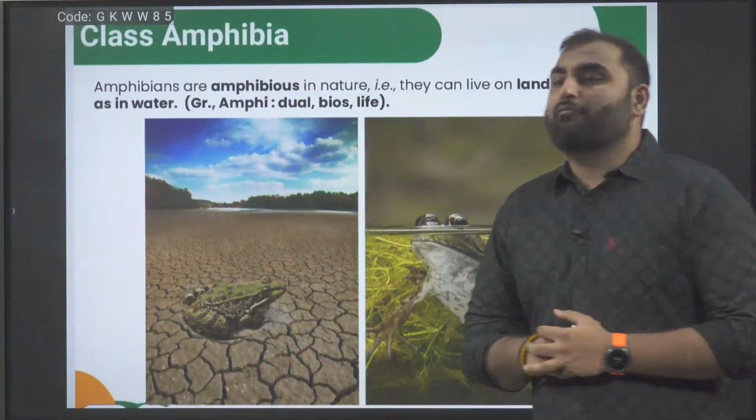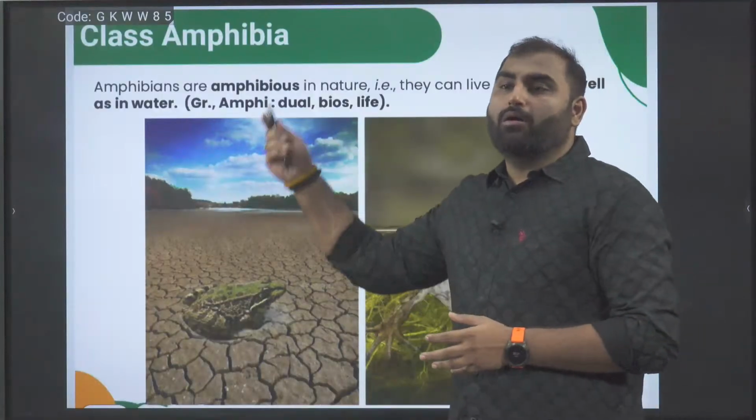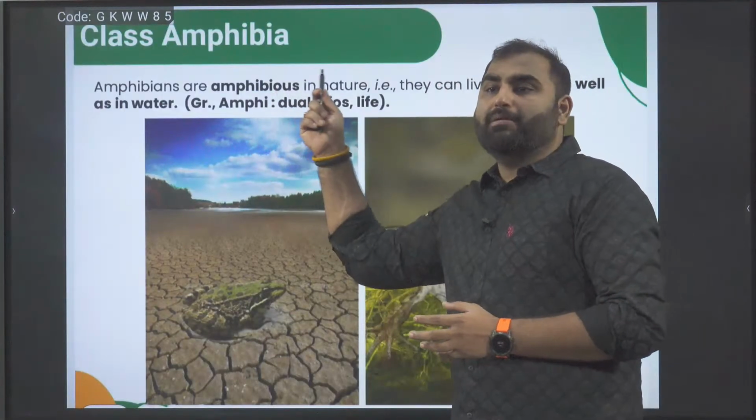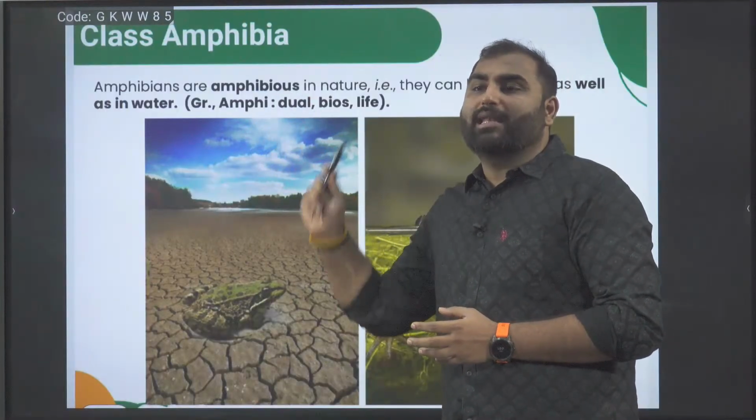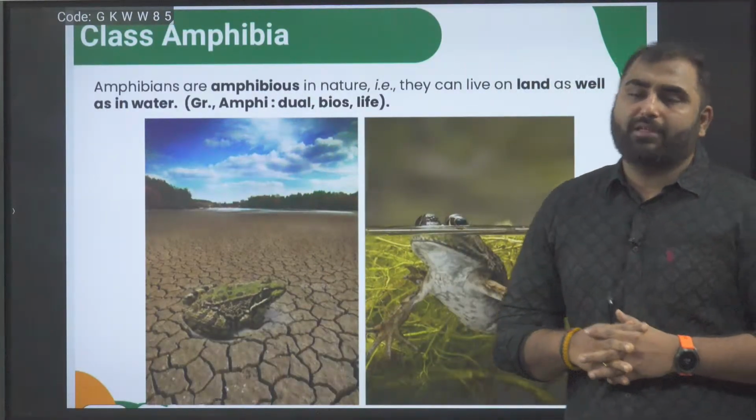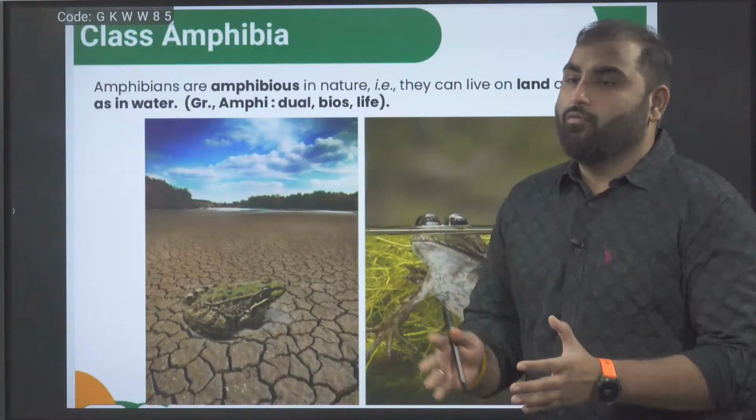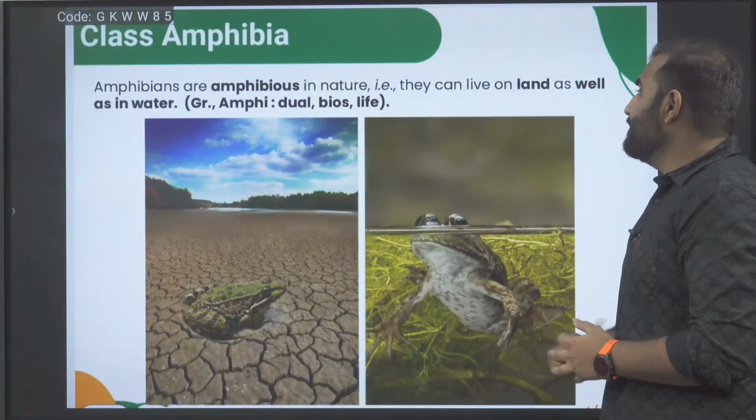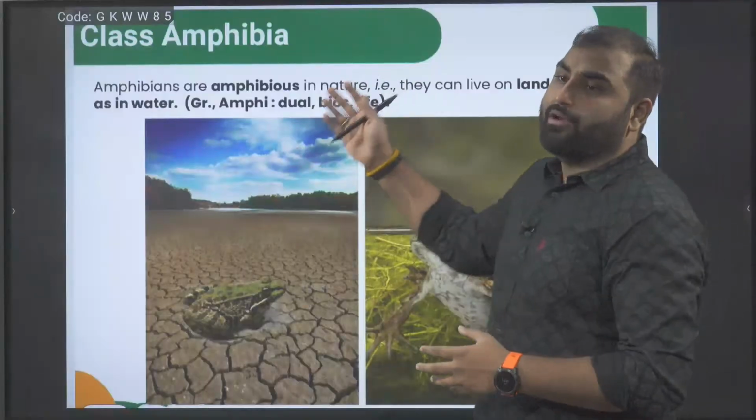Now, what is the meaning of amphibians? The word Amphibia comes from amphi and bia. Amphi is dual, bio is life. So they have a dual mode of life. They can live on land as well as water, right? So they have a dual mode of living, that is living on land and also living in water.